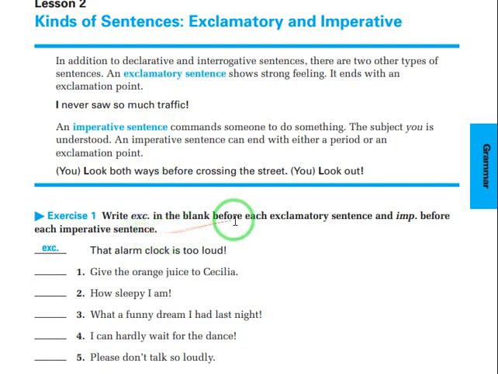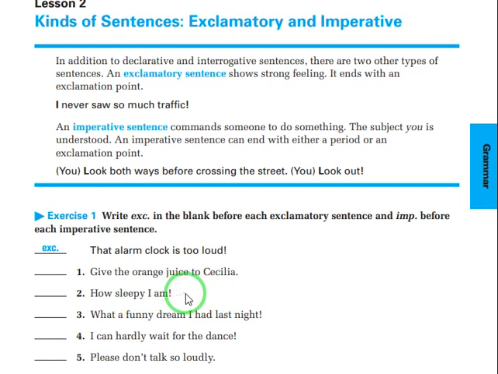Write ex in the blank before each exclamatory sentence and imp before each imperative sentence. The first one is already done. That alarm clock is too loud. So here we're expressing emotion. Okay? Then it's exclamatory and it ends with an exclamation mark. Give the orange juice to Cecilia. We're giving order. We're commanding someone to give the orange juice to Cecilia. So it's imperative and definitely it ends with a period.